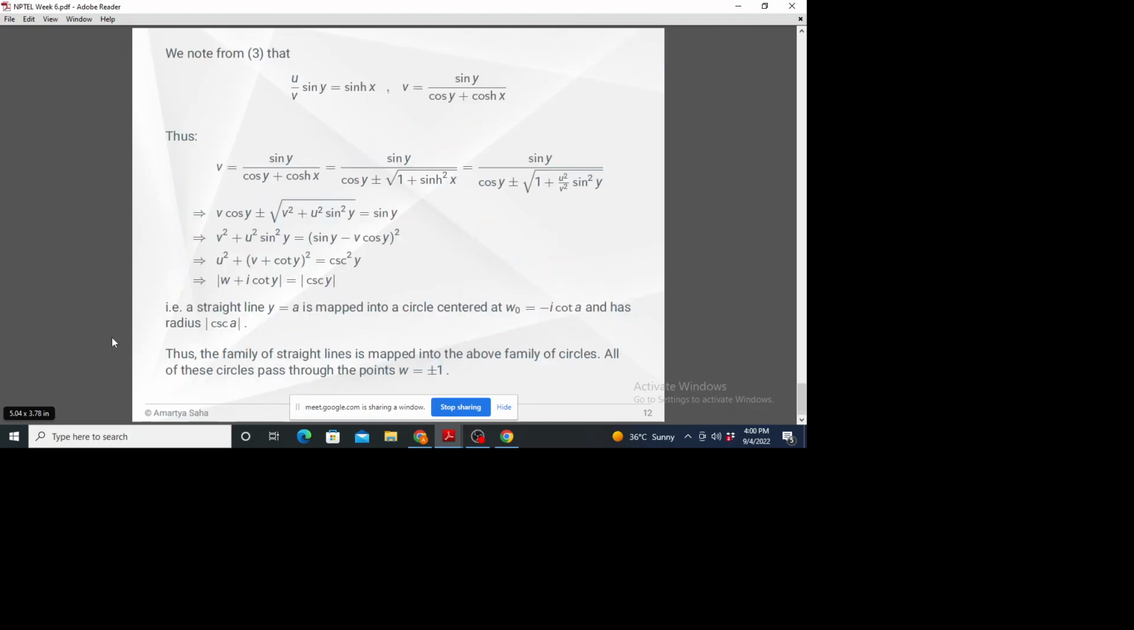But none of the options correspond to that. So actually the correct answer would have been that the image of that family of straight lines is the whole of the W plane. But what to do, I don't know, but the correct answer is this.